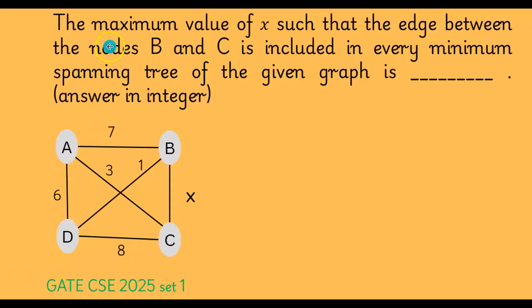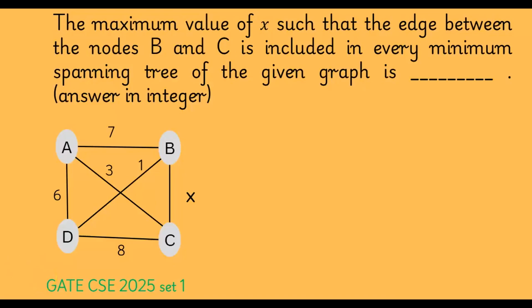Next question. The maximum value of x such that the edge between the nodes B and C is included in every minimum spanning tree of the given graph is dash. So we have to find the answer in integer value.